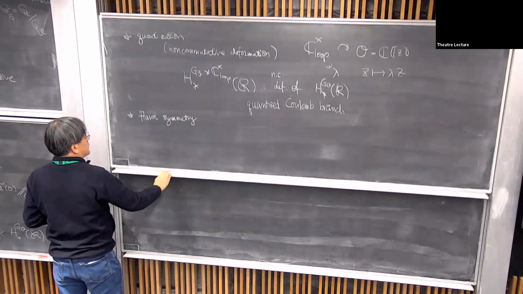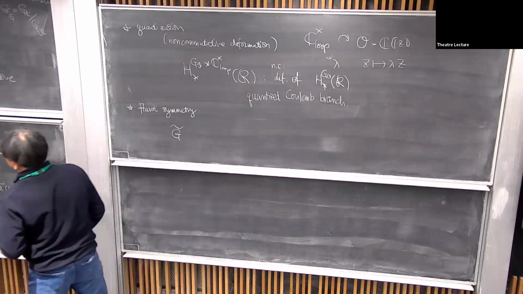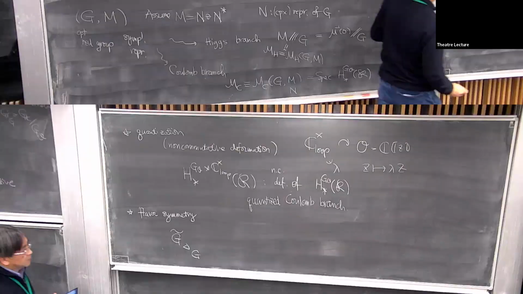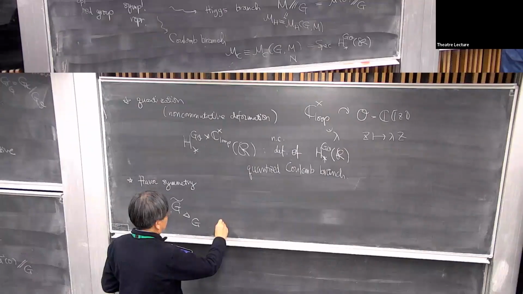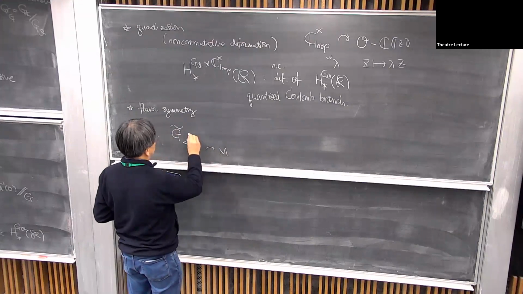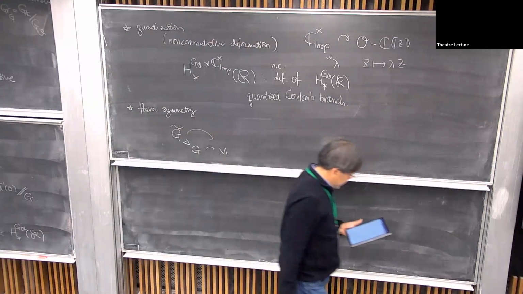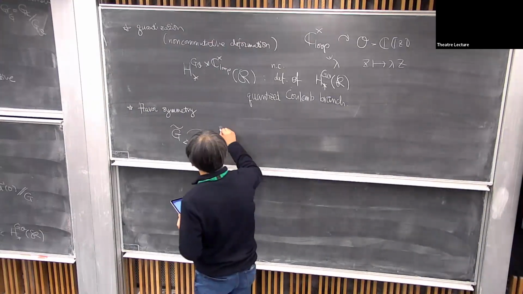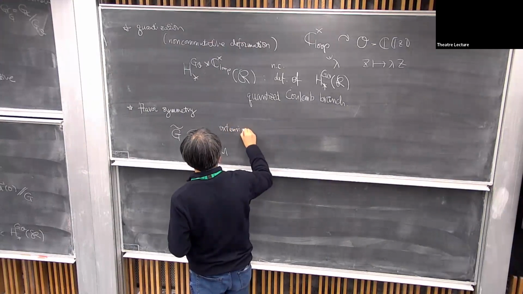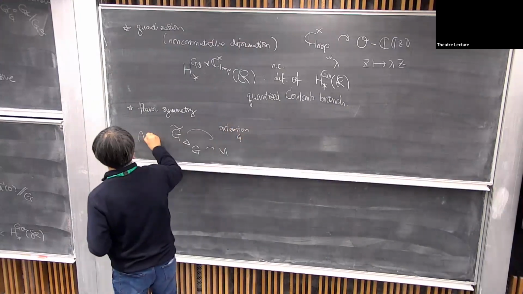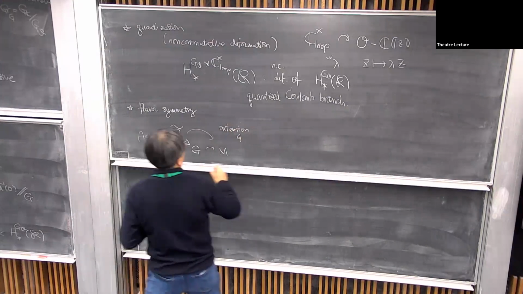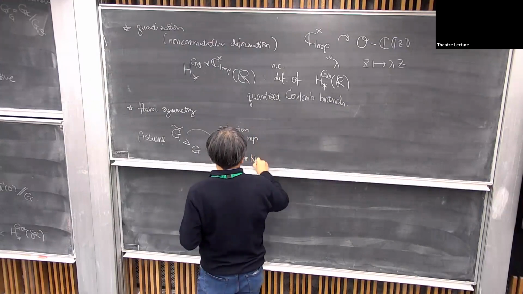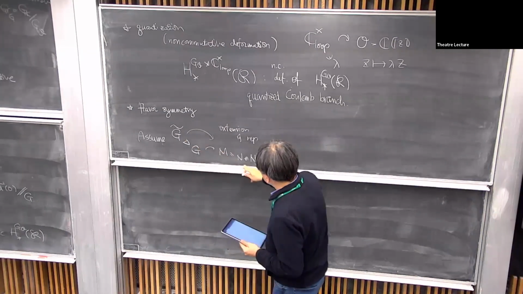So suppose a larger group G tilde containing G as a normal subgroup. We have a representation, and suppose this symplectic representation extends to a representation of G tilde. And also if M is equal to N plus N star, then G tilde acts on N.